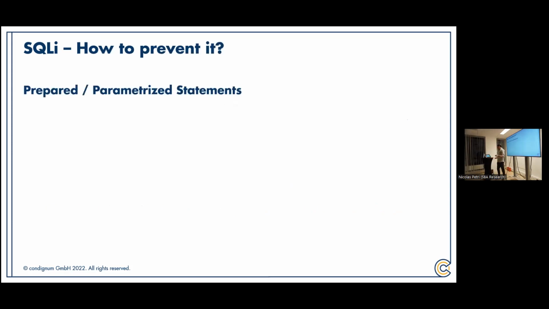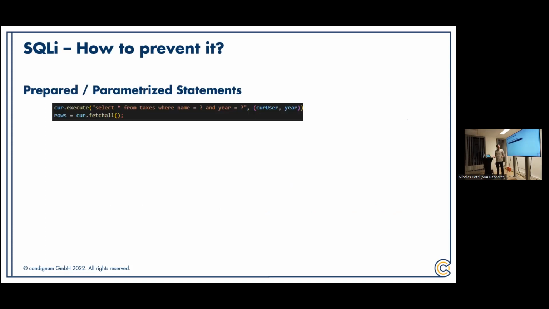How do we prevent it? We can just use prepared statements. This tackles the whole problem at its root, because we can predefine the structure and tell the interpreter, okay, this is the structure, and here will be user input. And it doesn't matter what the user inputs here, it's just text. It is not allowed to modify the structure.